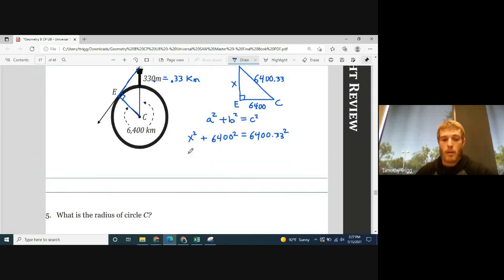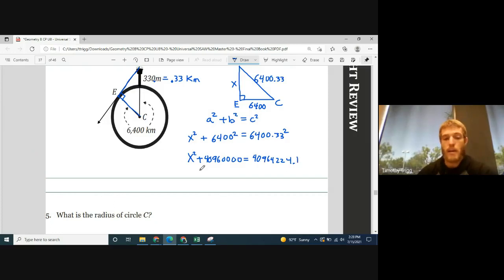Okay. So it's going to have x squared plus 6,400 squared. So that's 6,400 times itself. It's a large number. So it's 4,096,0000. Okay. Then over here, 6,400.33 squared gives me 4,096,4224.1.